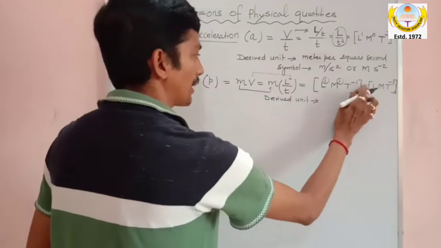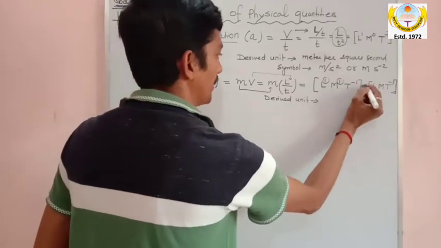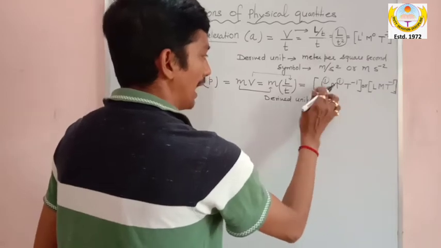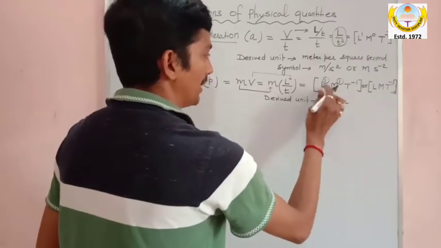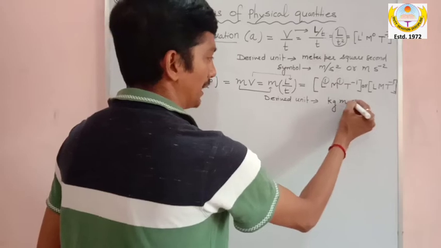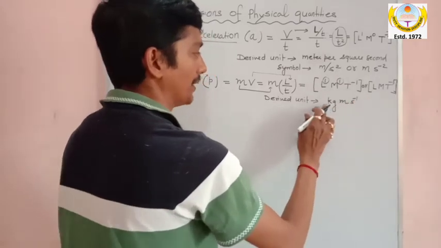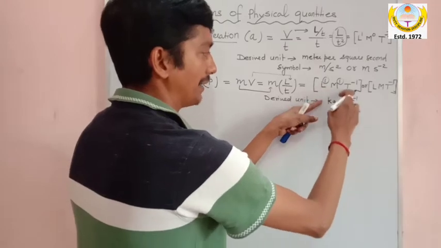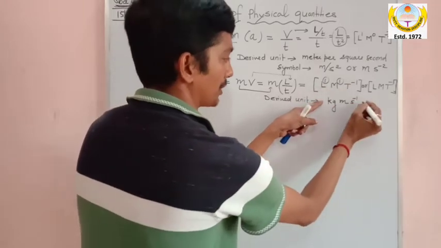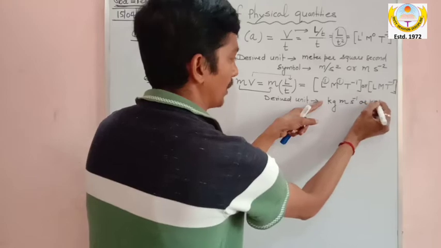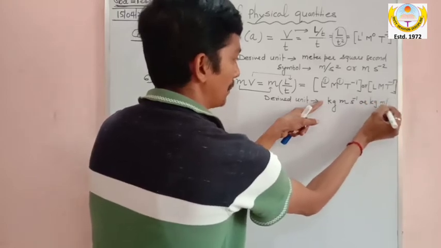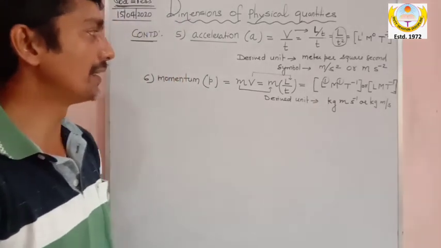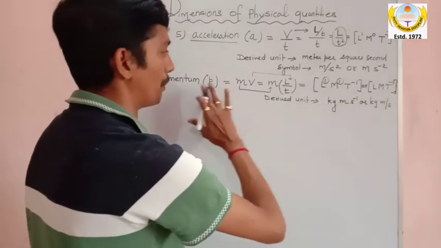Now looking at the unit, what will be the unit? Now m having power 1, so it will be kilogram, L power 1, so it will be meter, and t power minus 1 in the denominator can be written as second power minus 1. So I can write this as kilogram meter per second. So this is the derived unit for momentum.